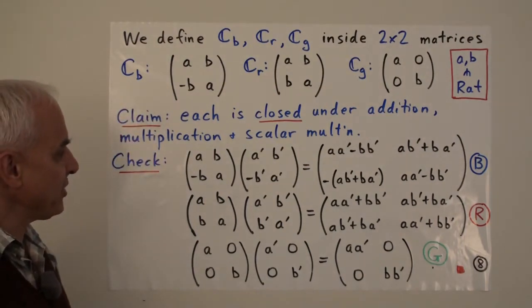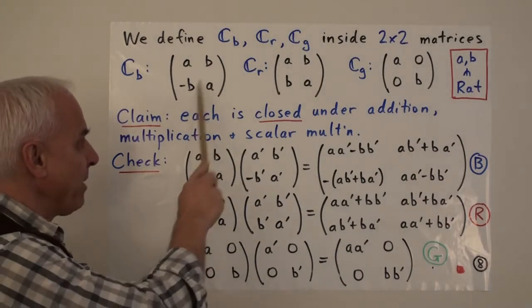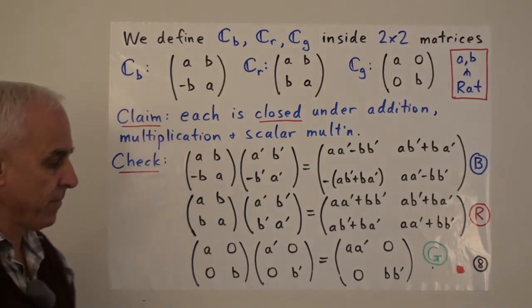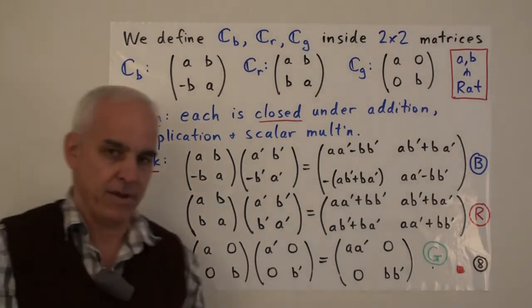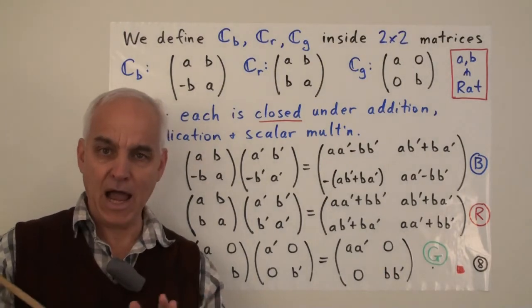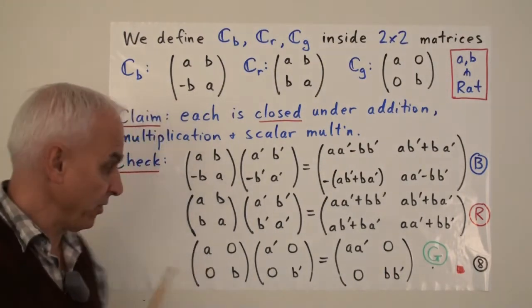All right, so these are blue complex numbers, red complex numbers, green complex numbers. Now you're probably thinking, wait a minute, aren't complex numbers things of the form a plus bi? Where is the a plus bi here? Well, let me show you.